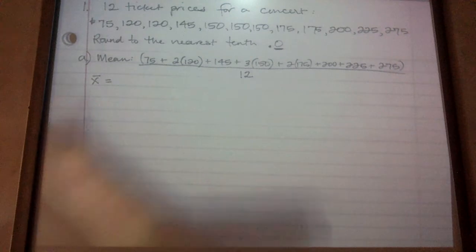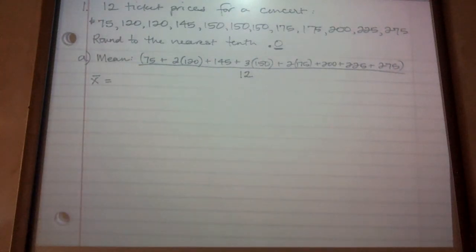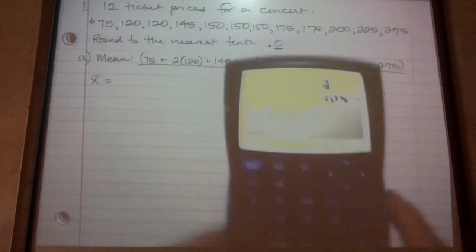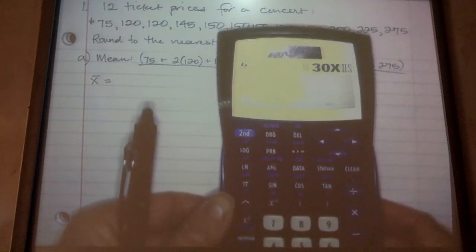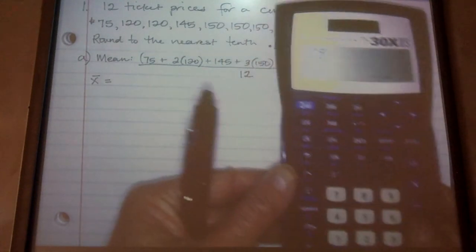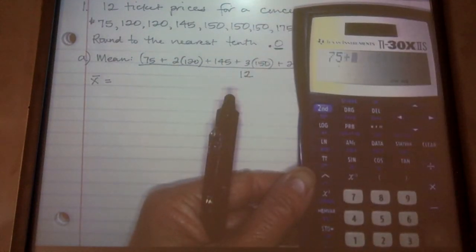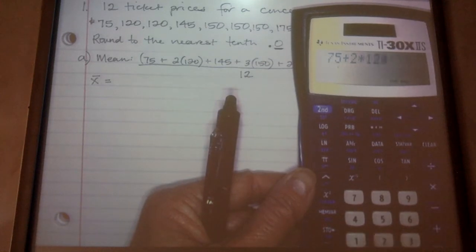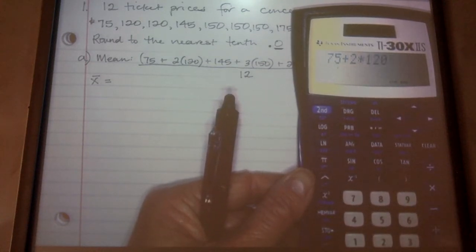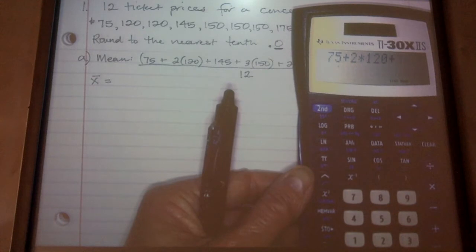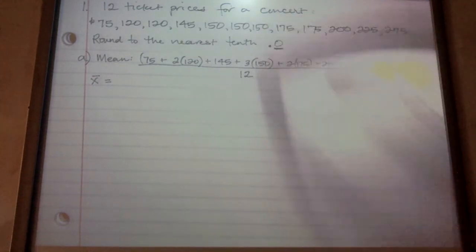In my calculator, 75 plus 2 times 120. Remember, you don't need parentheses. You could literally put 75, plus 2 times 120. That's exactly it, and you would just keep going. Plus 3 times 150, and so forth. But I already entered it.